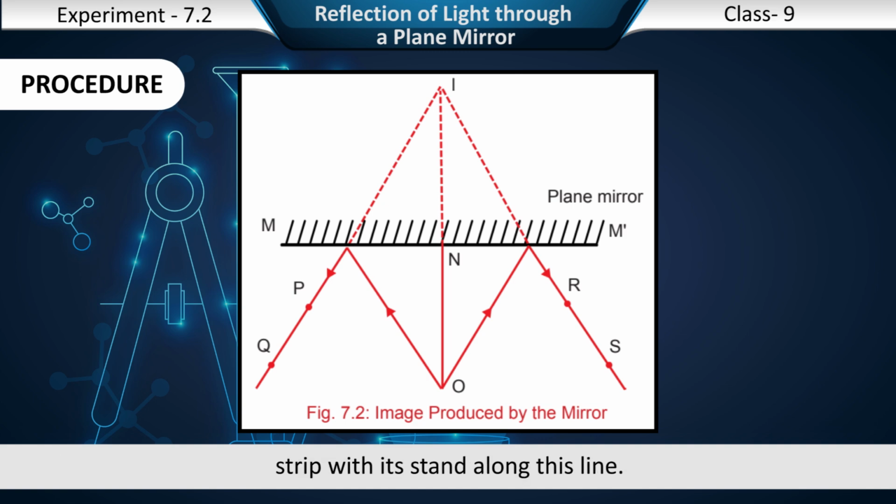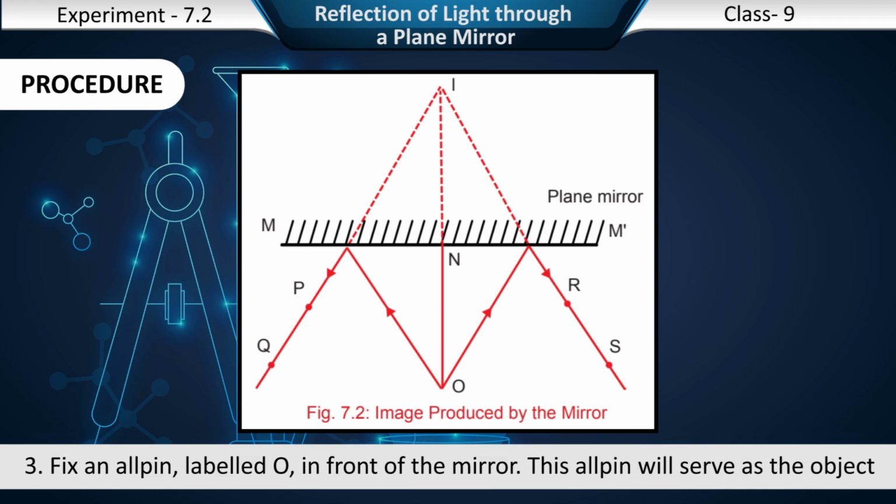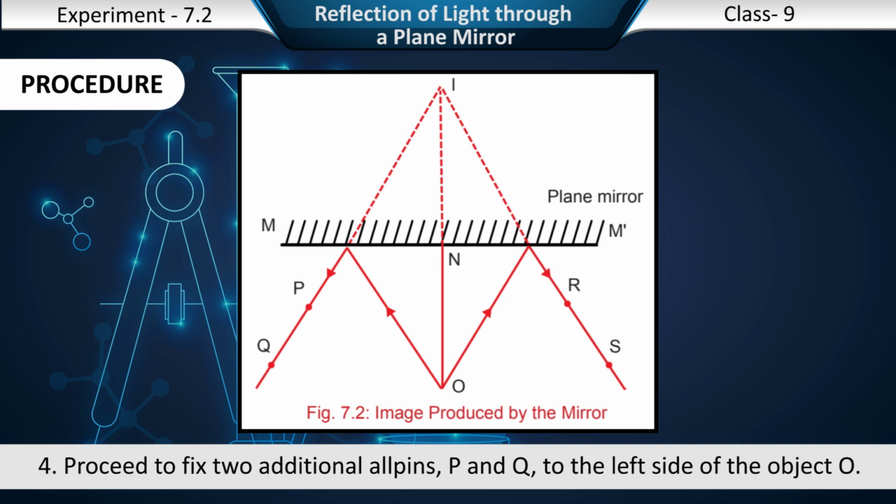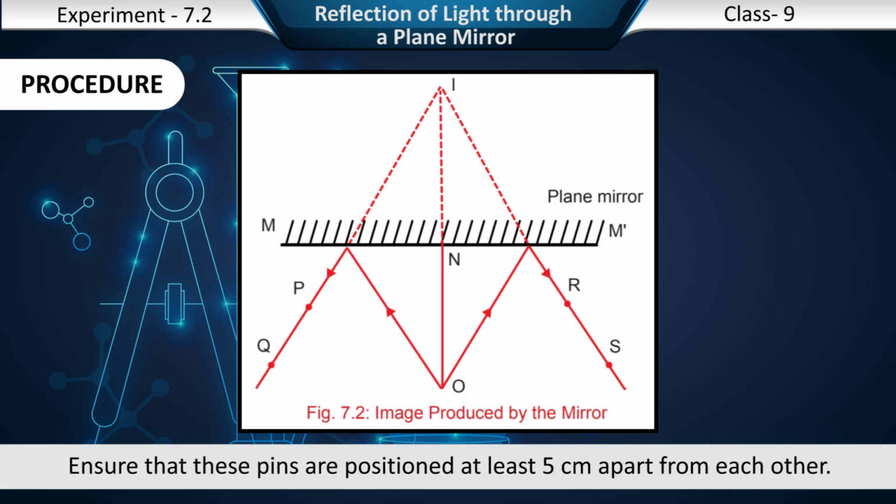this line. 3. Fix an awl pin, labeled O, in front of the mirror. This awl pin will serve as the object. 4. Proceed to fix 2 additional awl pins, P and Q, to the left side of the object O. Ensure that these pins are positioned at least 5 cm apart from each other.